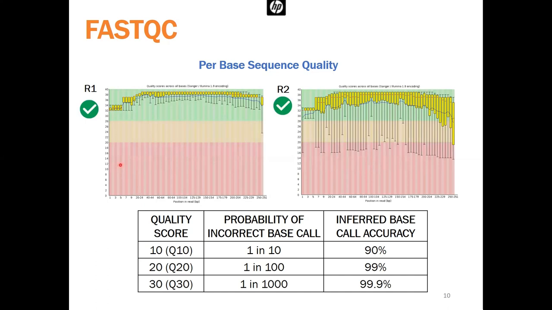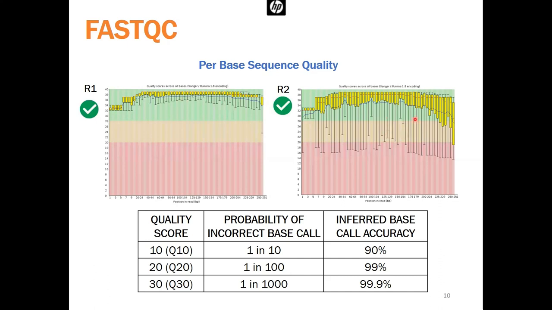Now, we want the majority of the length of the reads to have a score that's greater than or equal to 30, which we can see here is 99.9% base calling accuracy, so a probability of 1 in 1,000 of an incorrect base call. A quick way to screen for this is to ensure that most of the yellow boxes that you see here are in that green zone.